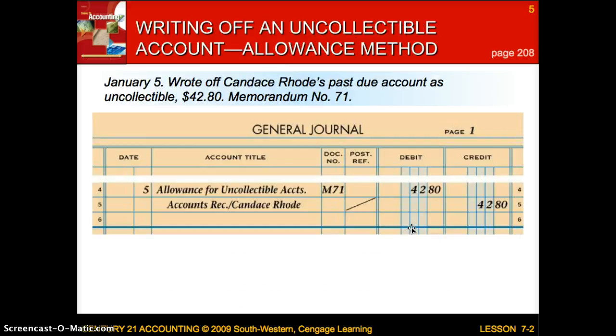Writing off an uncollectible account with the allowance method. On January 5th, you wrote off Candace Rhodes' past due account as uncollectible, 4280, Memorandum 71. You will debit your allowance for uncollectible accounts and credit accounts receivable so that this goes back to a zero balance, and now it has gone back into your uncollectible account.